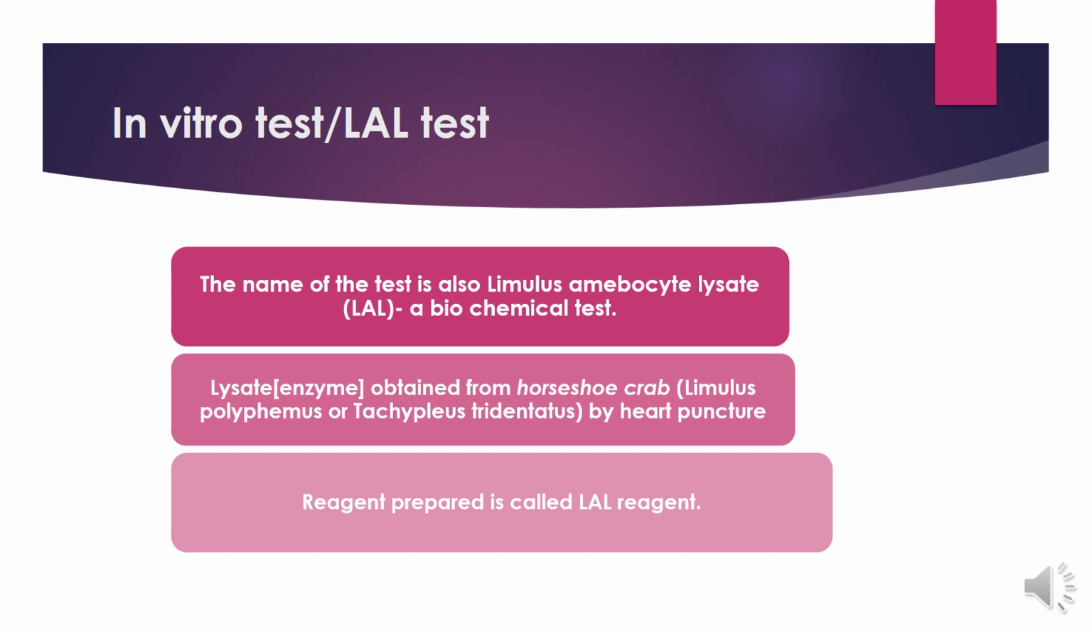Basically, the blood is obtained from the horseshoe crab by heart puncture, and from that, the enzyme is isolated, and that enzyme is prepared as a reagent and termed as LAL reagent for pyrogen determination.